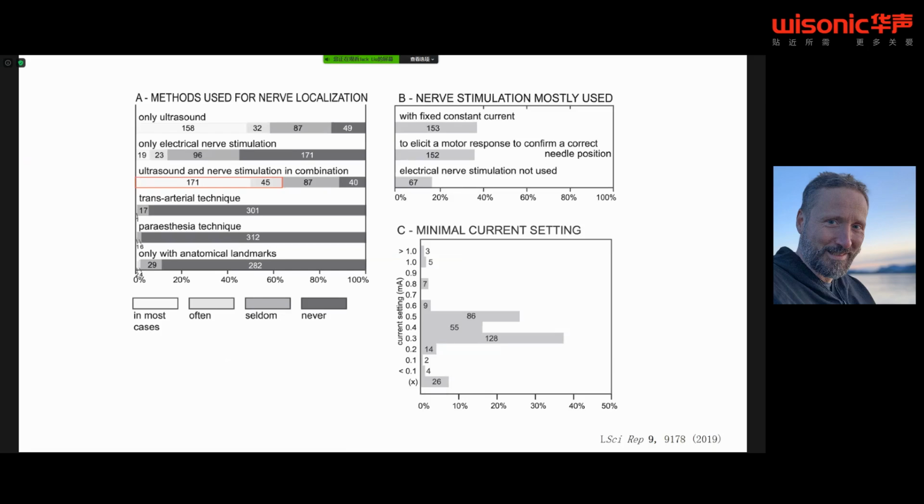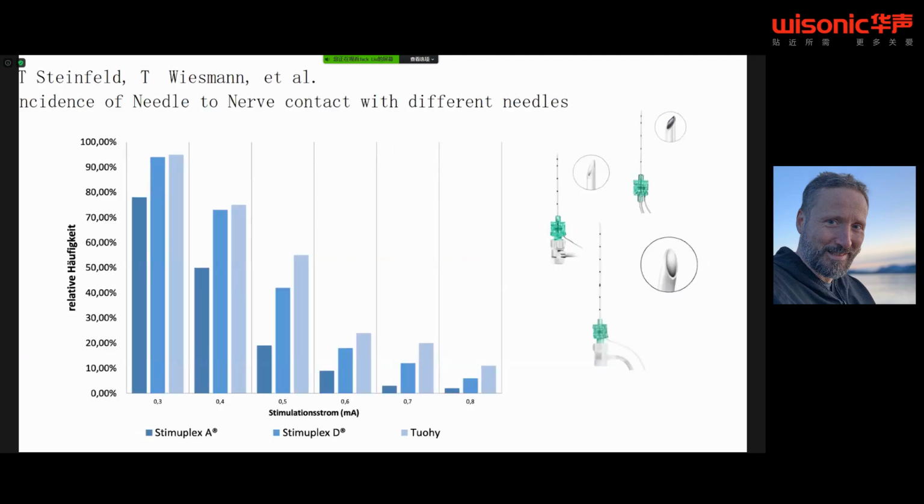When it comes to the current setting, I just mentioned that studies suggested values between 0.2 and 0.5. Most colleagues would use a current setting between 0.3 and 0.5, and they would feel that they are on the safe side and can avoid too close or too traumatic contact between the needle tip and the nerve. There's an ongoing debate regarding the adequate current setting that should be used to avoid a traumatic needle-to-nerve contact. There are many colleagues that would consider a current setting of 0.5 as too low.